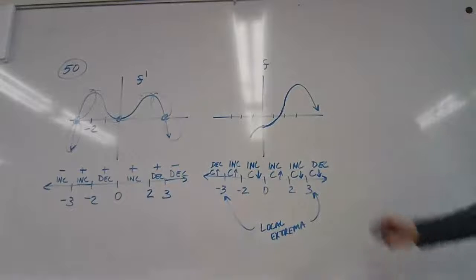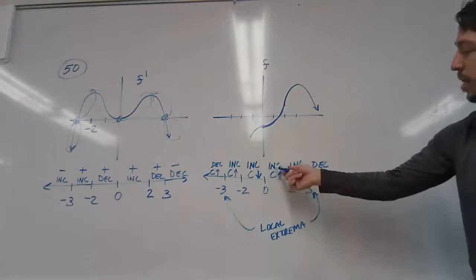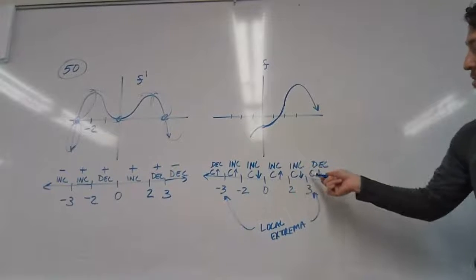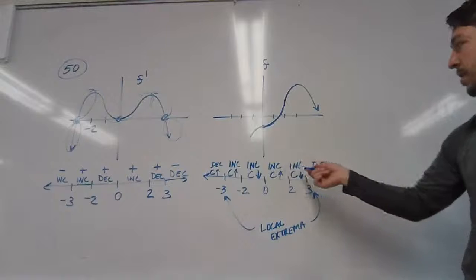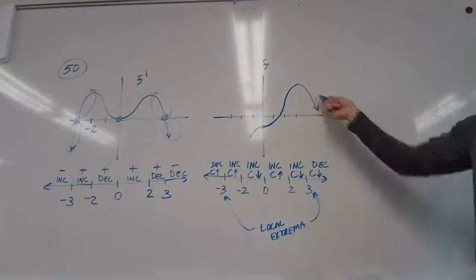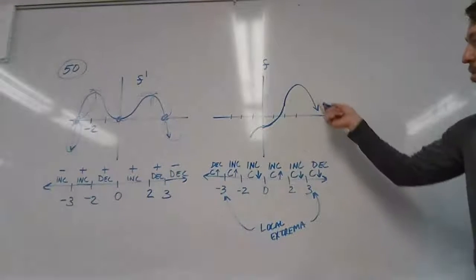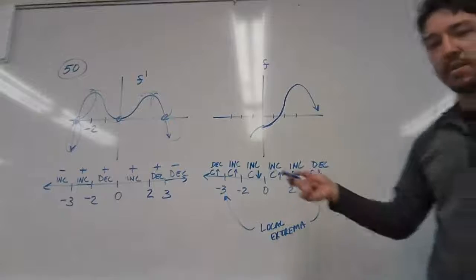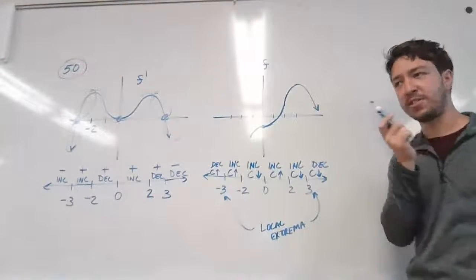Kind of like that. So recap. This goes increasing, decreasing, increasing, decreasing, and it's concave up, concave down, concave down. So you guys see that? And now you might be thinking, why was he talking about even and odd functions before this?